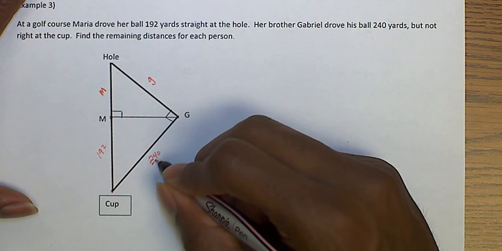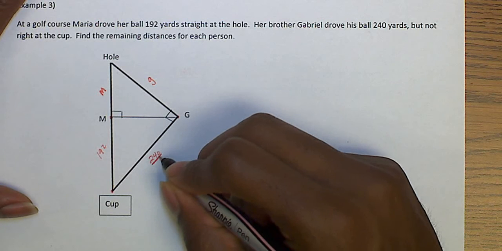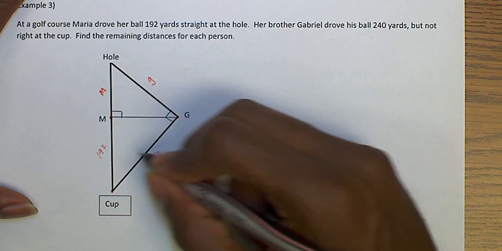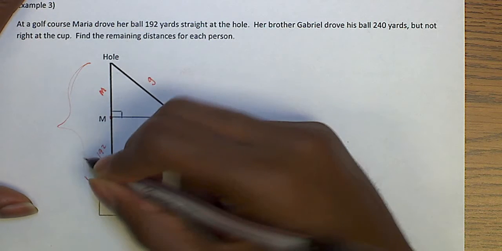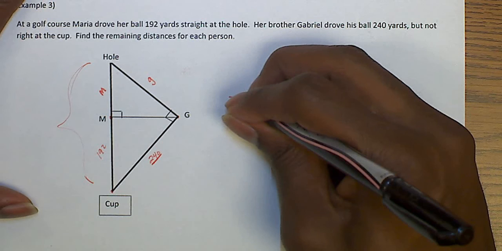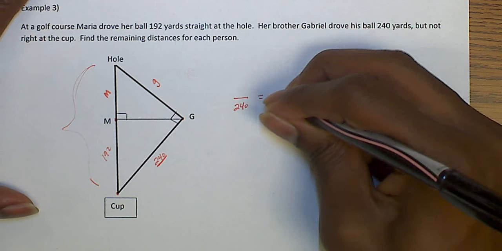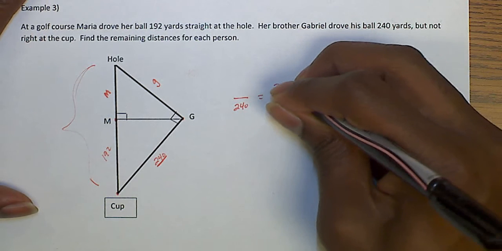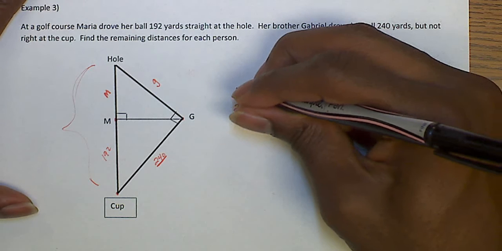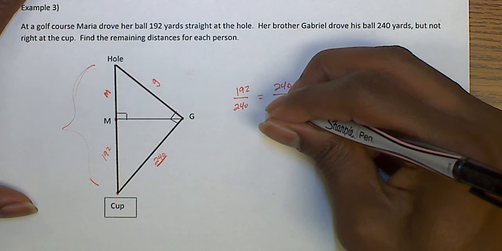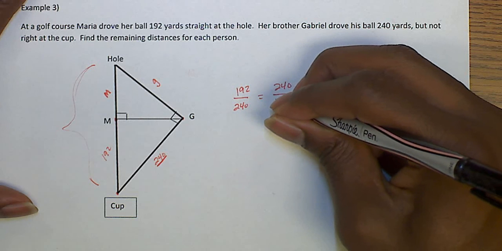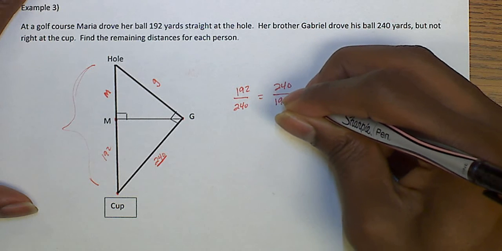Okay, this leg should be the geometric mean between its adjacent side and the entire hypotenuse. And so I'm going to say, okay, 240 should be the geometric mean. So I'll write that here. Between its adjacent leg, 192, and the entire hypotenuse. Now I don't know the entire hypotenuse, but I do know it's whatever 192 plus m is.